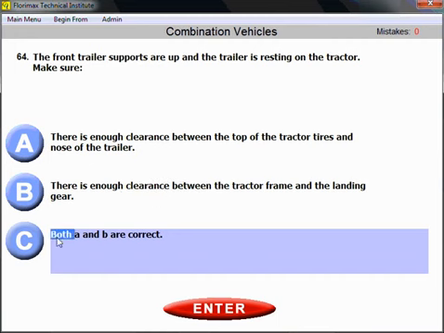You need to check both: the clearance between the top of the tractor tires and the nose of the trailer, and you also need to check enough clearance between the tractor frame and the landing gear. So when you see two clearances, the right answer would be both.